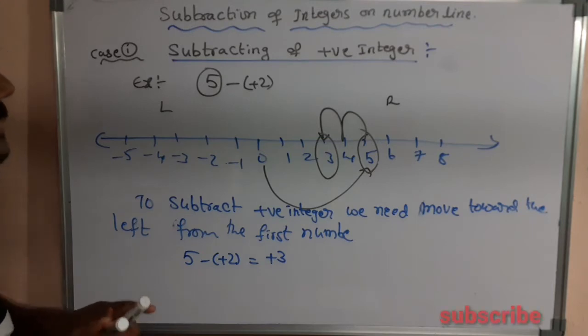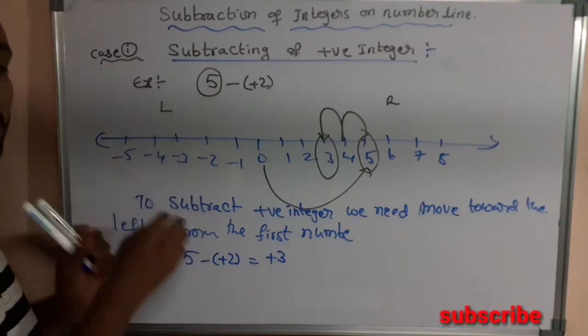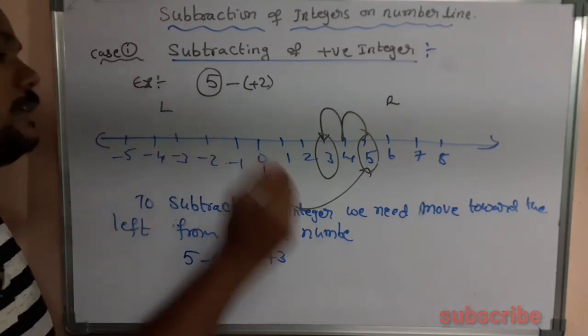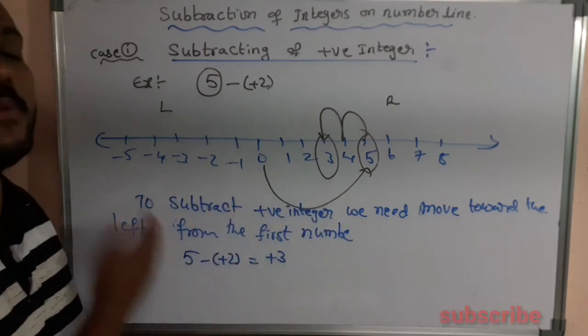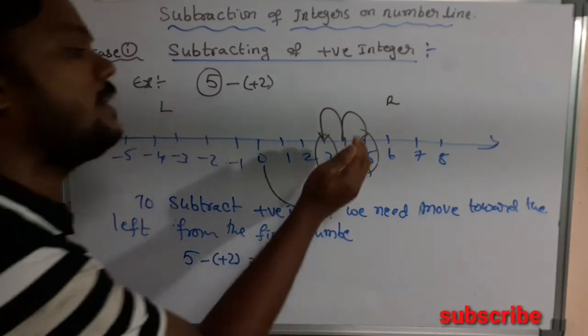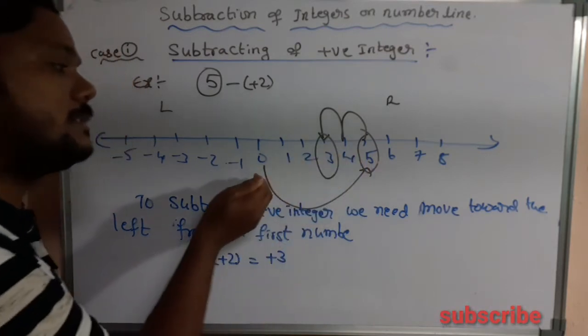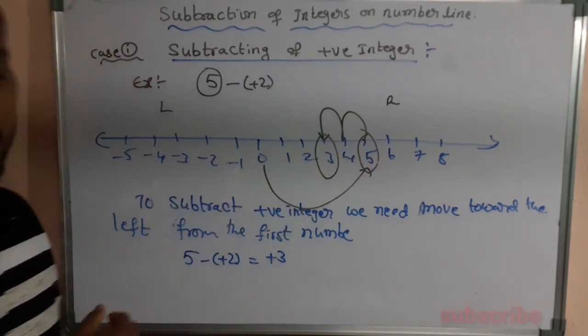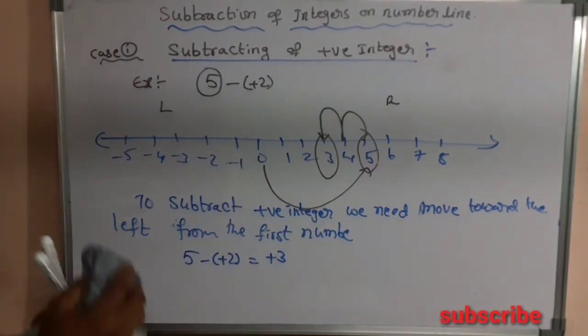Understand? Each time you subtract a positive integer, we need to move towards the left from the first number. The first number is 5, and from it we move 2 steps towards the left here. Okay, let us see another example.